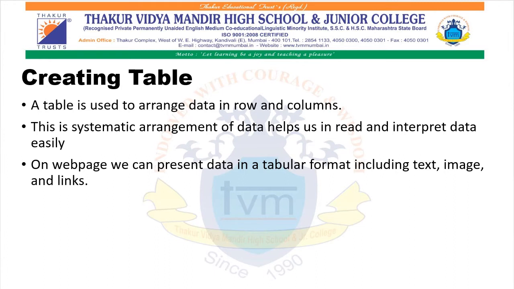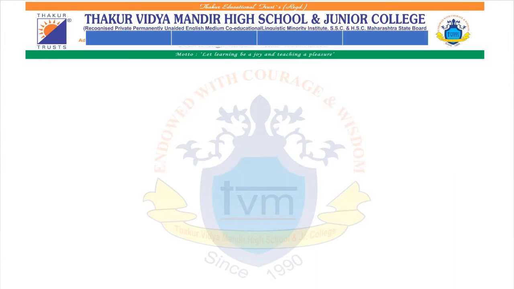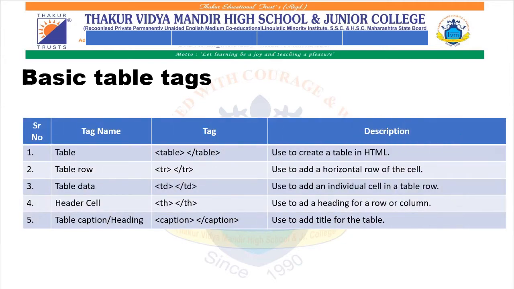There are basic table tags. Now what are basic table tags? Those are the tags that help us to create a table in HTML. There are a total of 5 tags that we have to remember while creating a table in HTML. The first and the most important tag is the table tag. You can see the screen.